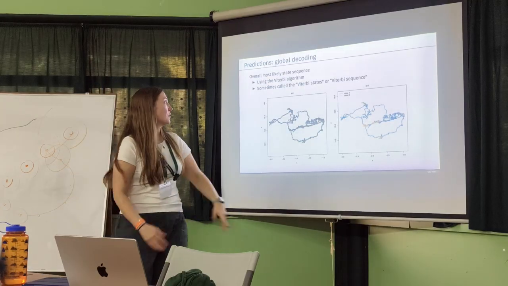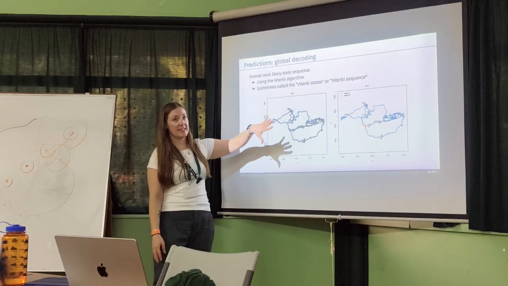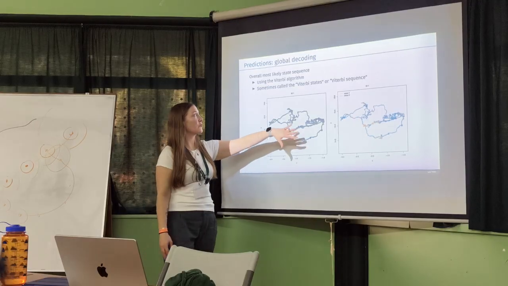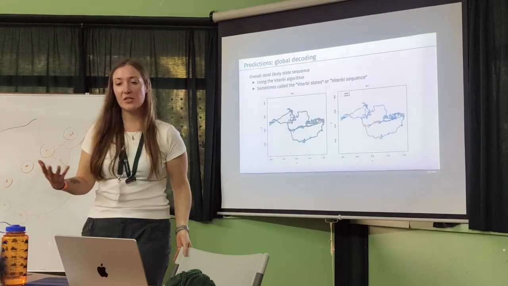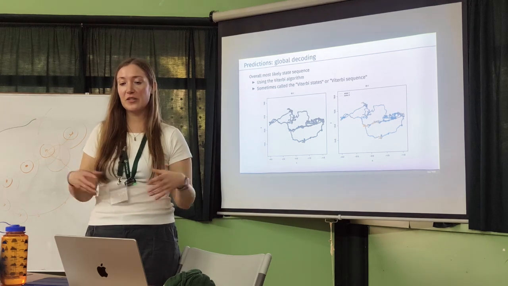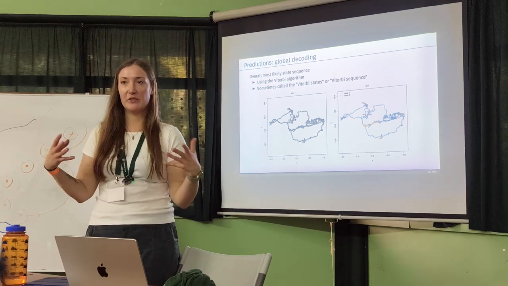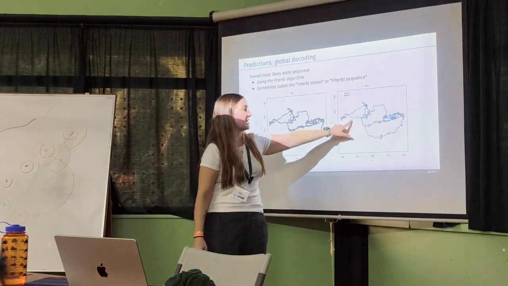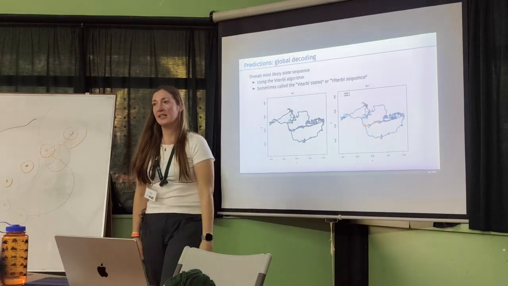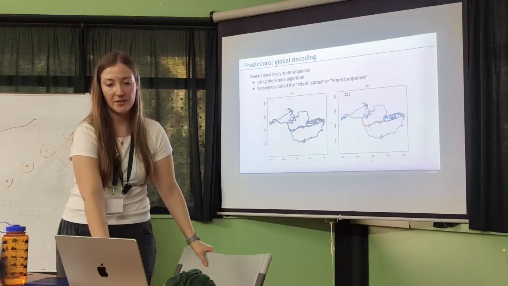Okay. So one of the things that we're interested in is identifying the most likely state for each observation. And so one way to do this is using something called global decoding. It's using an algorithm called the Viterbi algorithm. And so sometimes we call them the Viterbi states or the Viterbi sequence. And so this is going to give you a predicted value for each observation. And so this is usually something that you're interested in looking at.